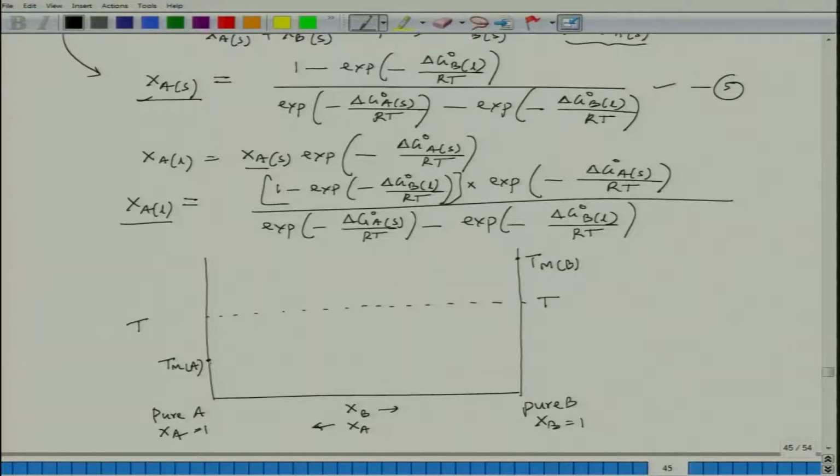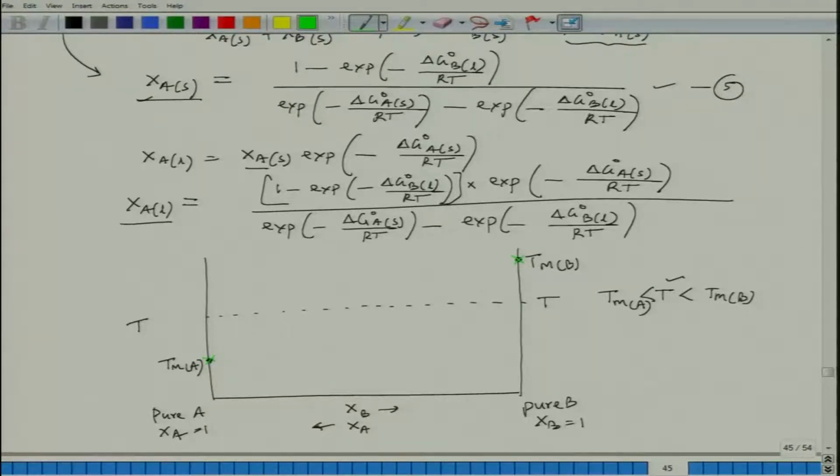So at this temperature, if I consider the pure A side, it will be all liquid, because T is less than TMB and greater than TMA. At this temperature pure B would be in solid condition, but pure A would be in liquid condition. So pure A and pure B are this point as well as this point. Now I can put it in green color. This is the pure B melting point and this is the pure A melting point.